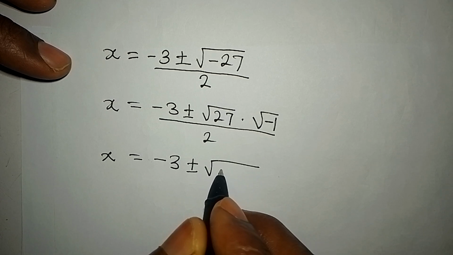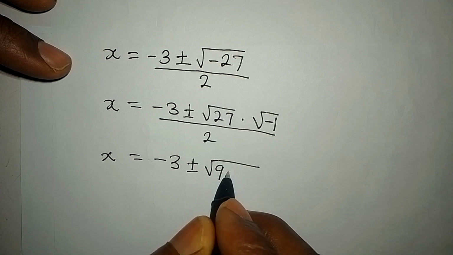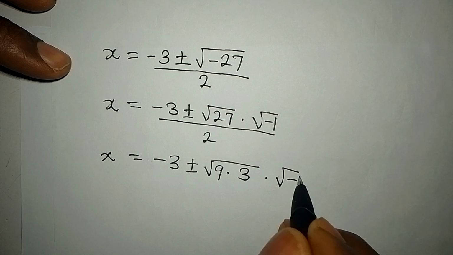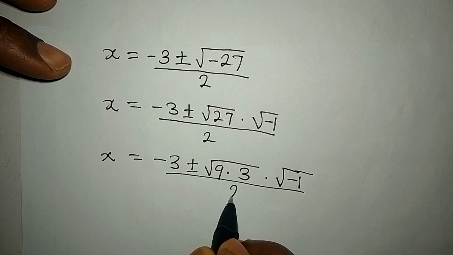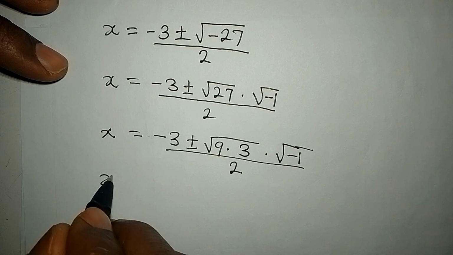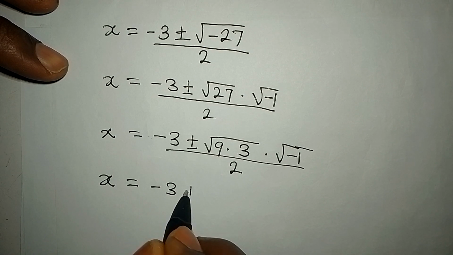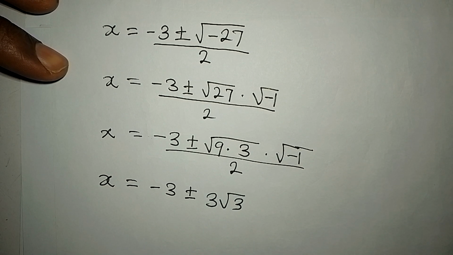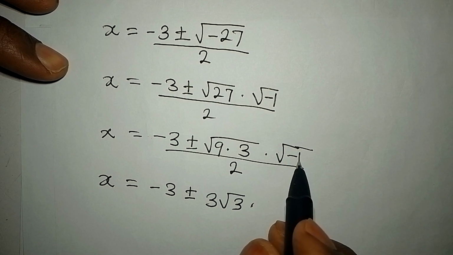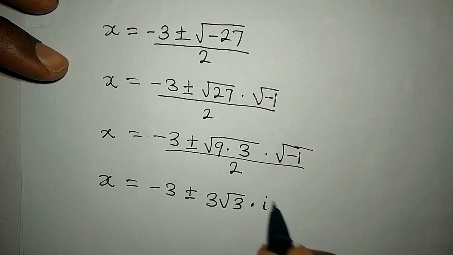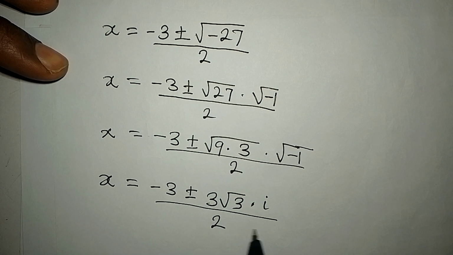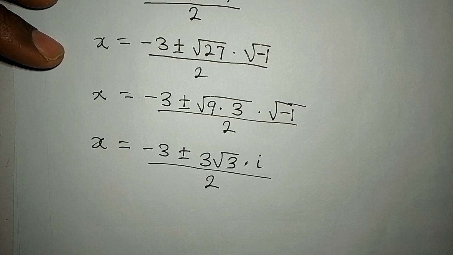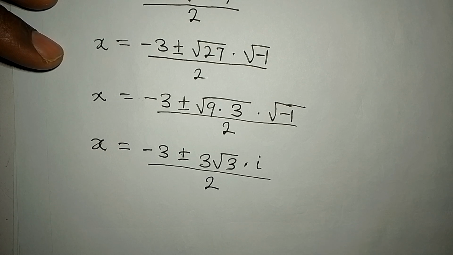Then x from here is equal to minus 3 plus or minus square root of 9 multiplied by 3, because 9 times 3 will give us 27, then multiplied by square root of negative 1, and this is over 2. If I continue, then x will be equal to minus 3 plus or minus square root of 9 is 3, then we have square root of 3. Then square root of negative 1 is imaginary, so we put just i. Then we have this over 2. Why are we going this extra mile? It is because we are instructed to find the 3 solutions, right?